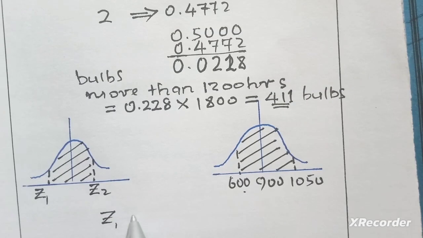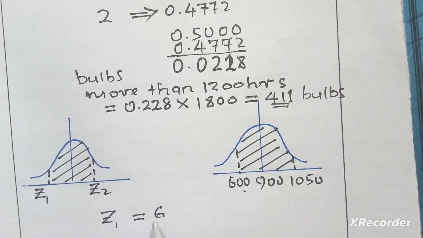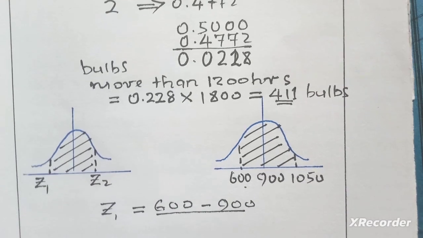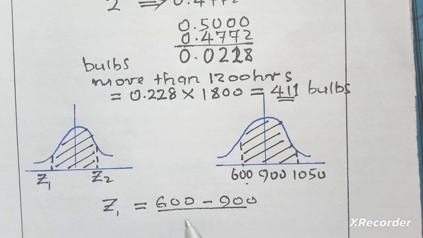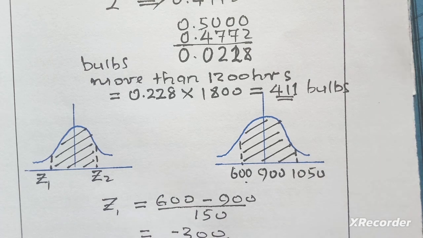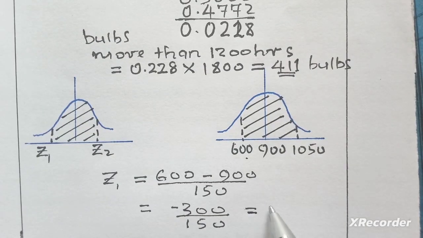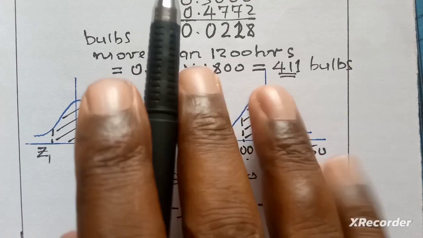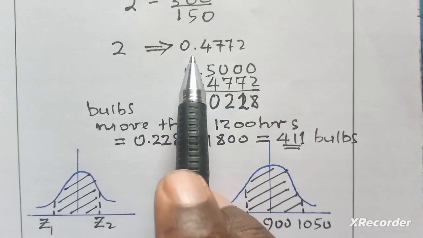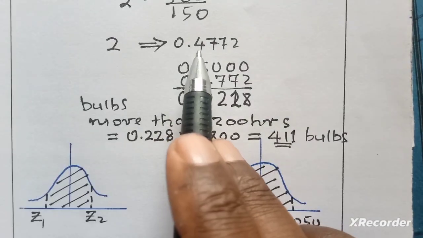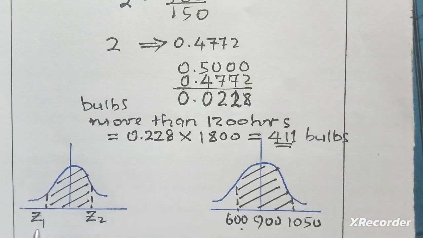So Z1 is going to be equal to 600 minus the mean, all over the standard deviation, which is 150. So this, guys, is going to be negative 300 all over 150, and so we get 2. But remember, though the 2 is negative, it will still be like this other 2. There is no difference; it's only that this one was positive and this one is now negative. But we'll get the same 0.4772, only that it is on the negative side.